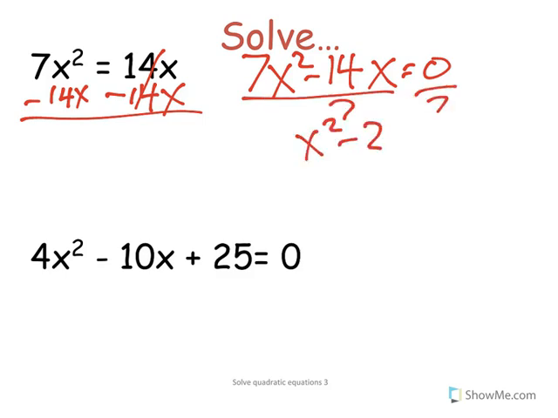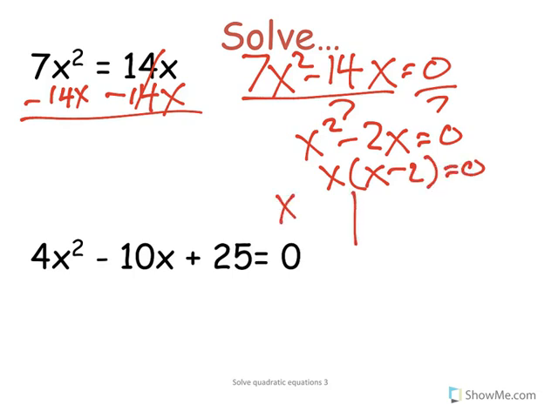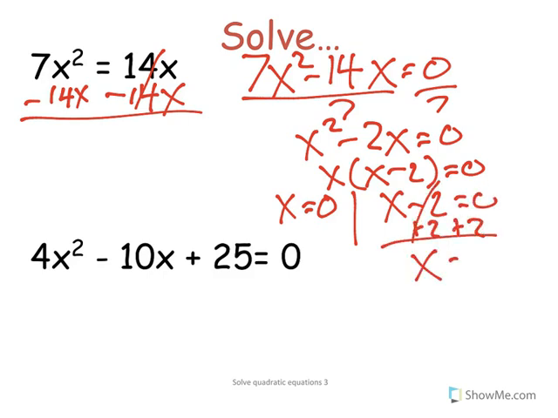Now it becomes very simple, right? X squared minus 2x equals 0. I'm going to factor out x. So now I split it up and I get x is 0. X minus 2 is 0, so x is 2. And I'm going to write it as my solution set. X is equal to 0, or x is equal to 2.